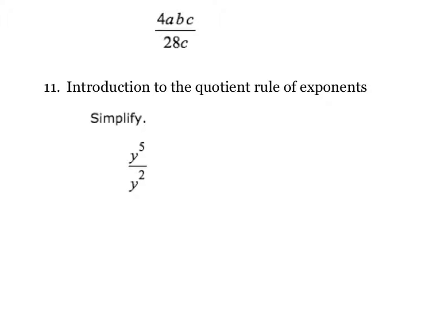All right, here we go with part 2, chapter 0.2, exponents. This would be 11 through 20. So I'm down here at number 11. We're looking at a quotient here. We have y to the fifth over y squared. So in essence, what we're doing here is taking the exponents and subtracting. That's what the quotient rule of exponents does.